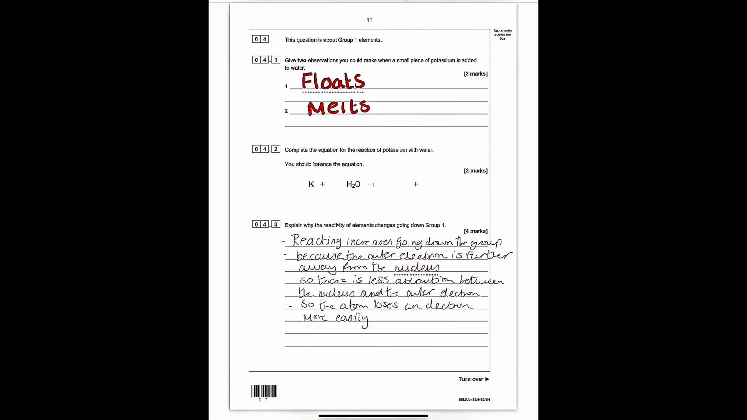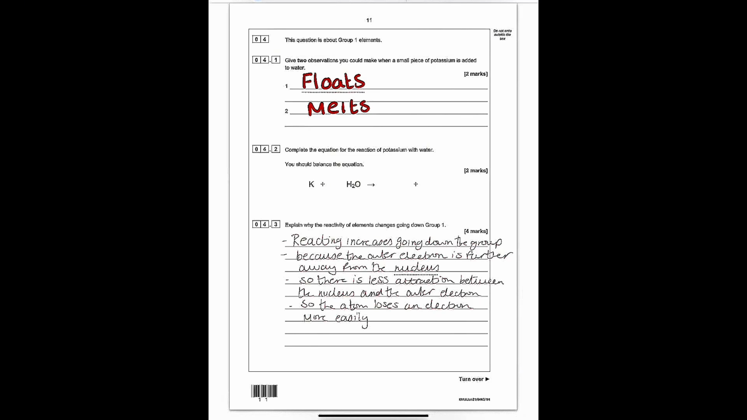Hello everyone, I'm going to go through an exam question based on group 1 elements. Right, so 4.1, give 2 observations you can make when a small piece of potassium is added to water. So you can see I wrote down single words and that would qualify for 2 marks. Right, so I wrote down that it floats, which will get me 1 mark, and I've also written down that it melts as well. You can also write down that the potassium moves around. You can also write that potassium becomes smaller, it has a lilac flame. Potassium disappears, and you can write down fizzing as well, and that will get you the 2 marks.